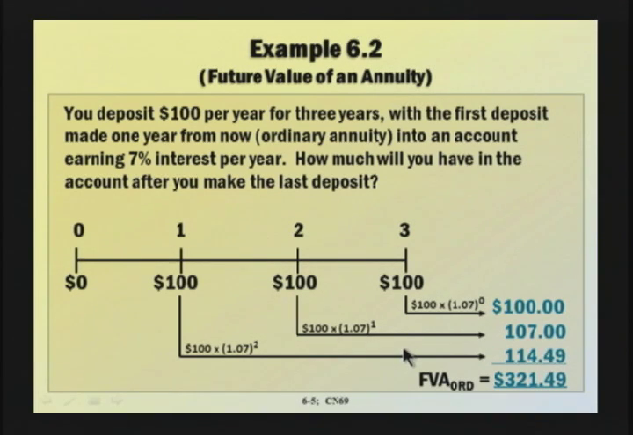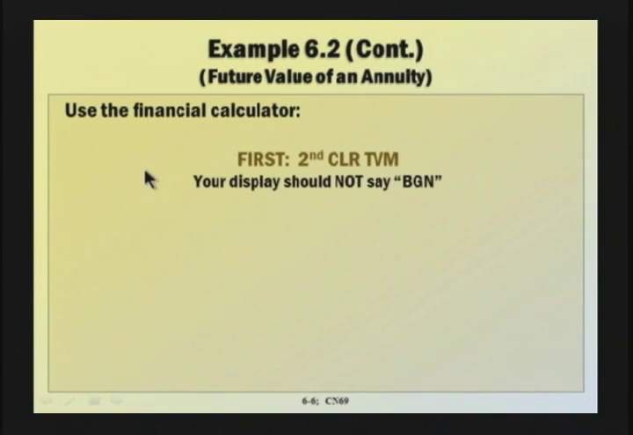So the total sum of all those future values is $321.49. That is how much you will have 3 years from today if you put $100 into the investment at the end of each year for the next 3 years and earn 7% on those payments. Now let's use the financial calculator to calculate that.